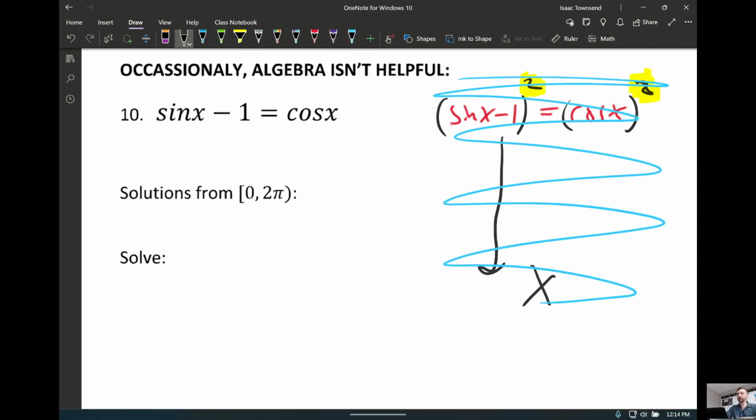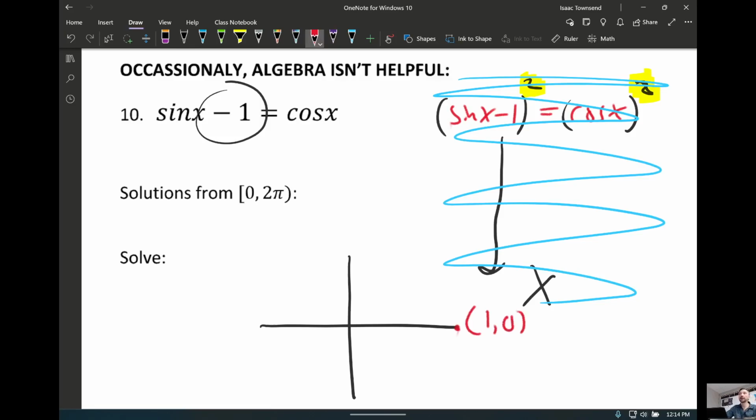What I would recommend is just do guess and check, because the unit circle only has 4 spots that are exactly one value away. Right here, sine and cosine are actually exactly 1 spaced apart. At pi over 2, they're exactly 1 spaced apart. And at pi and at 3 pi over 2.